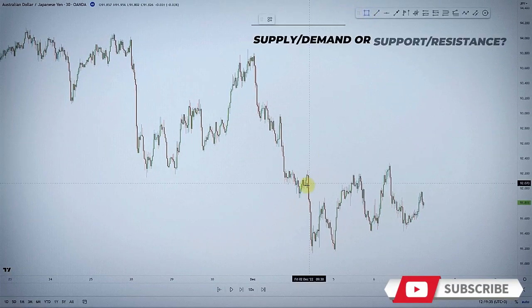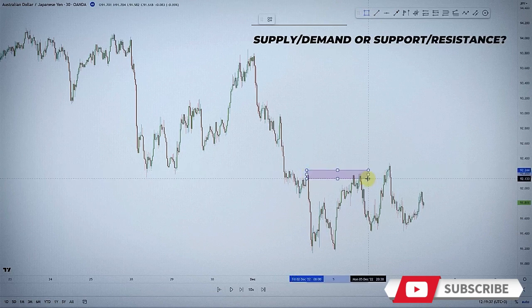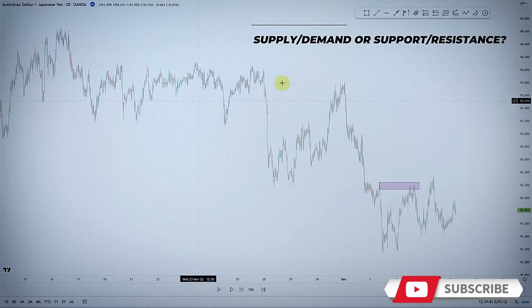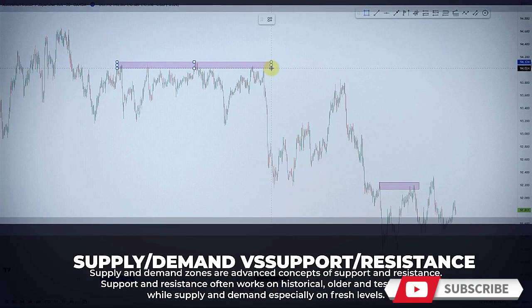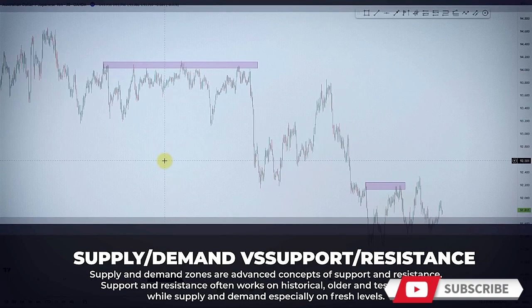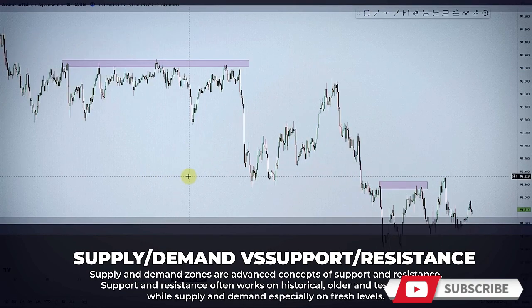Many traders get confused between the concepts of supply and demand and support and resistance. So let's talk about the difference between these two concepts. Supply and demand zones are advanced concepts of support and resistance. They both indicate points where the price can reverse. The big difference between the two is that support and resistance often works on historical, older, and tested levels, while supply and demand works especially on fresh levels.